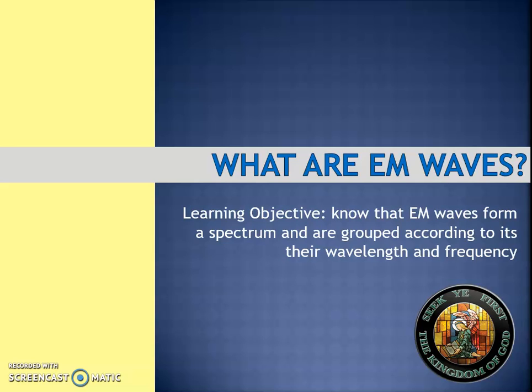Hi, Mr. Green here to take you through the next section of the waves topic of the GCSE Combined Science Physics Paper 2. Title today is What are EM waves, and your learning objective is to know that EM waves form a spectrum and are grouped according to their wavelength and frequency. If you could pause the video and take that down as your title.